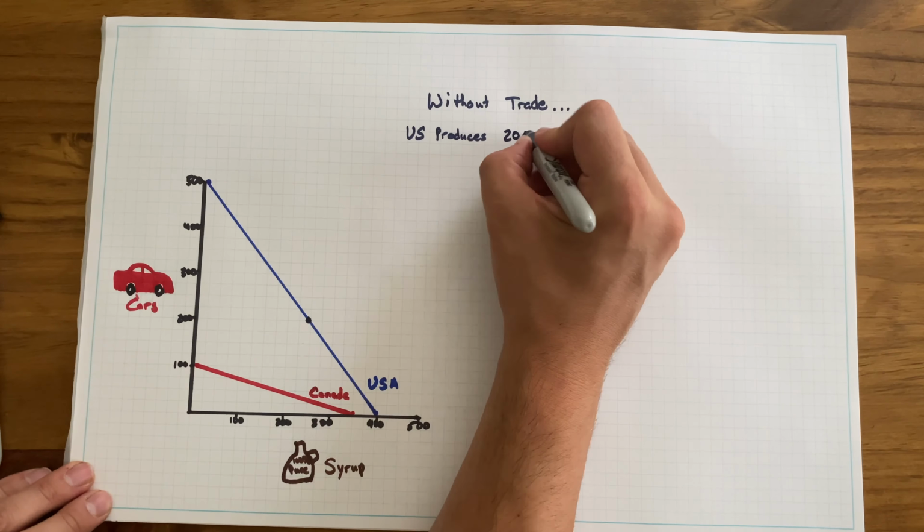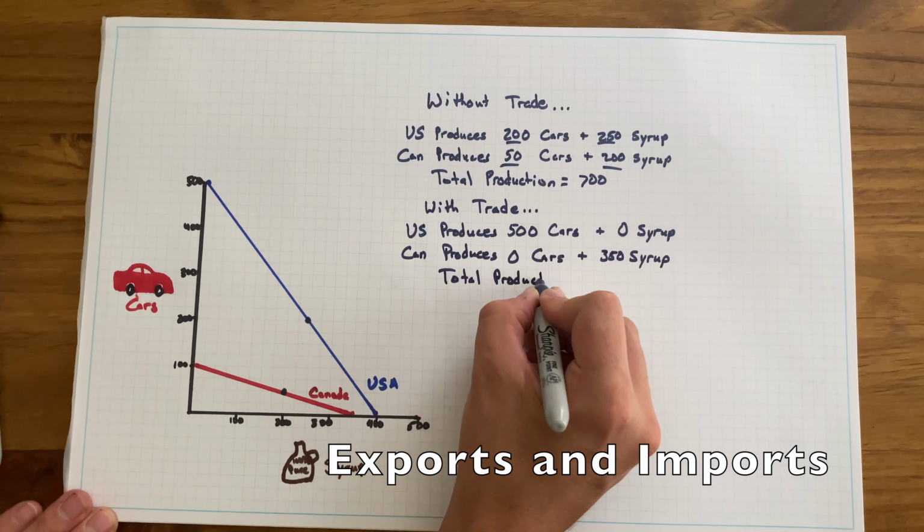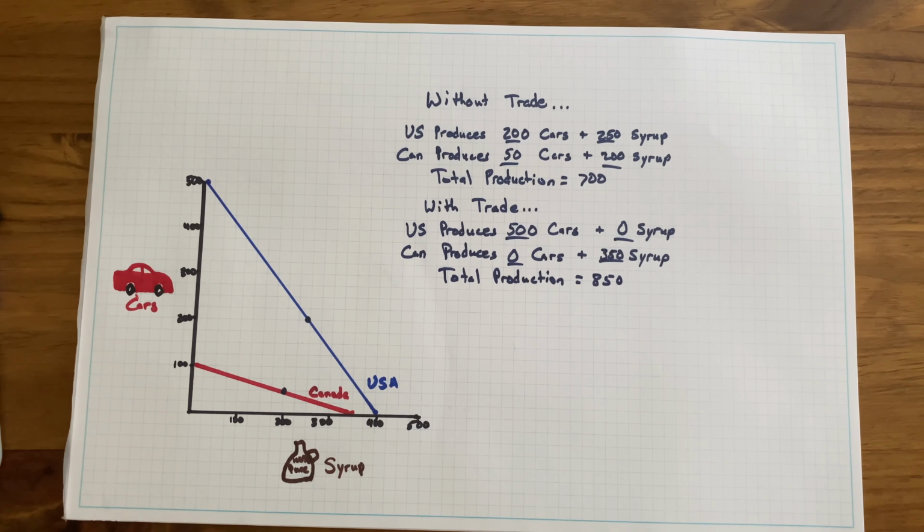They'll agree on that amount to trade. The US will export some cars, import some syrup. Canada will export some syrup and some cars. What's important here, though, is that the total production when they're doing this is 850 units, which is more than they produce if they were producing on their own.